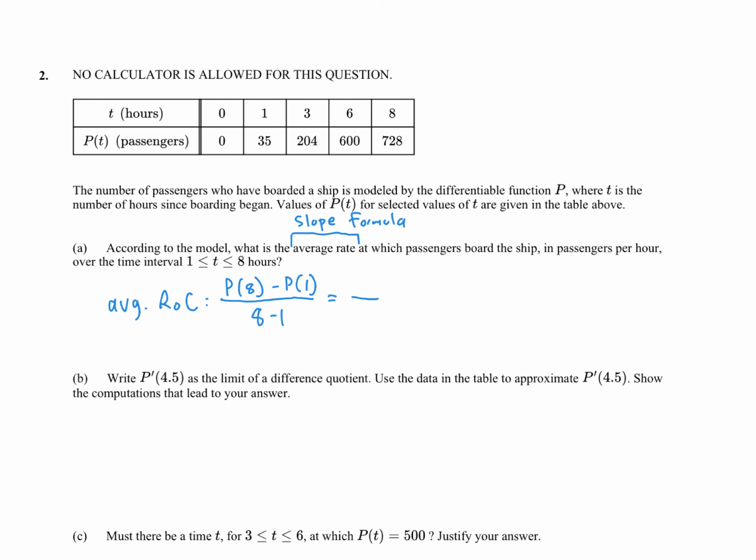Now we go to the chart. P of 8 is 728, p of 1 is 35. And then 8 minus 1 is 7, so that's 693 over 7. That's really 104 minus 5. So I think that's 99 passengers per hour.